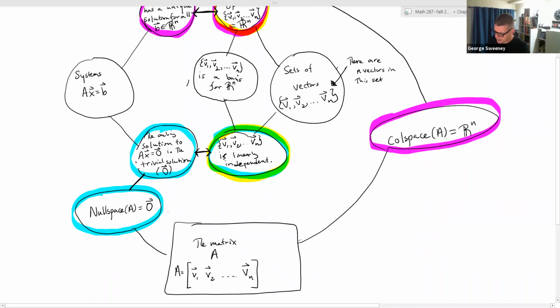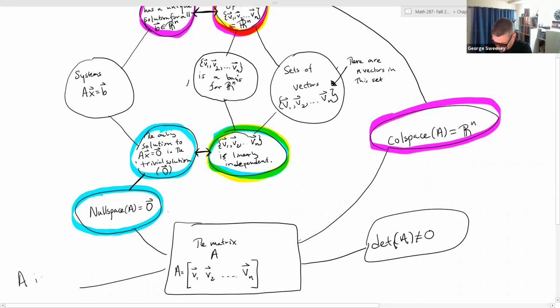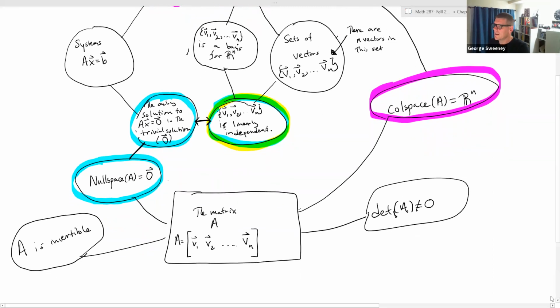What about the determinant? That's right. You've got the determinant of A. What about it? It's non-zero. Yes? So the determinant of A is non-zero, and like you said, A is invertible. That's right. A is invertible. That's another equivalent statement if A is square. All right, this is more stuff we know about A. Big things that we need to know.